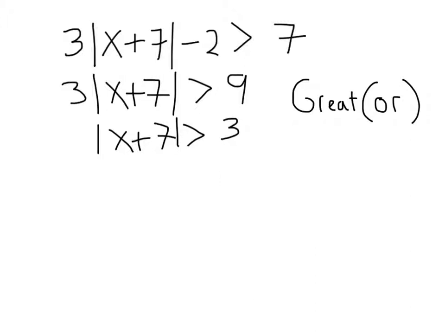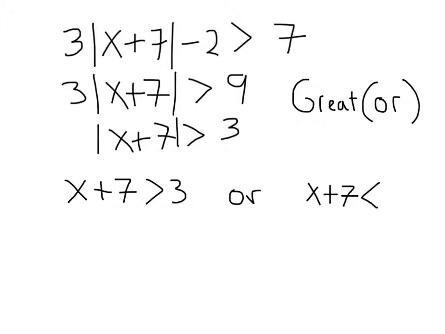But you're going to want to separate it into those two different equations, or for two different inequalities, I should say. The first one is x plus 7 is greater than 3. And then we have OR, because we know it's an OR, x plus 7 is less than -3. Then you'd go ahead and just solve both of the inequalities. This ends up being x is greater than -4, and this ends up being x is less than -10.